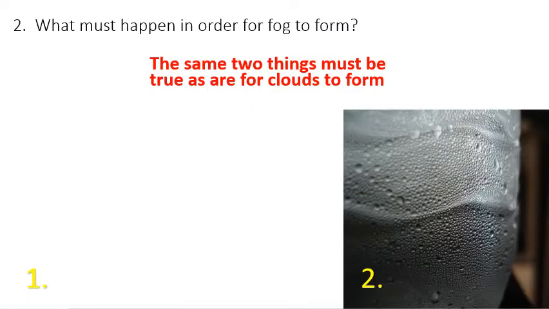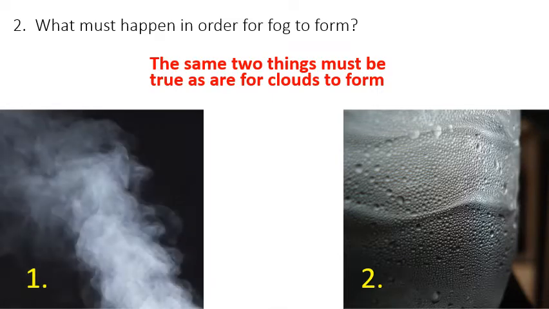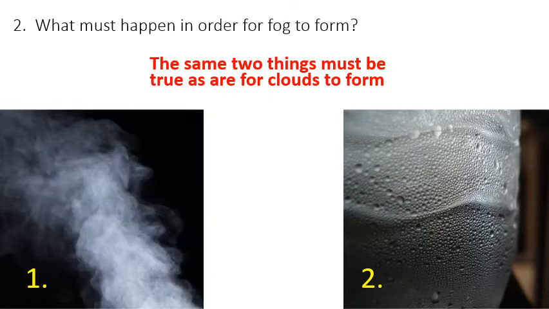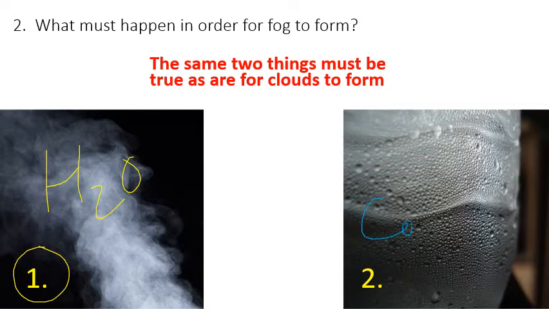So what must happen in order for fog to form? Well, it's the same two things that must be true for a cloud to form. One, you've got to have water in the air, because that's what a cloud is. It's a collection of water that we can see in the air. Two, we've got to have it cold enough to make the water stick together, or to make the water condense to the point that we can see it.